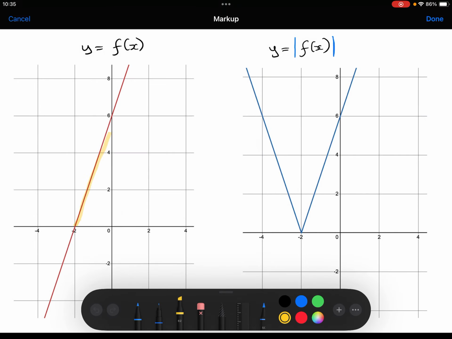So this part of my graph, that's positive. That stays exactly as it is. That's not affected at all. But this part of my graph down here, that's currently negative, so I'm going to reflect that up to be positive. Done.